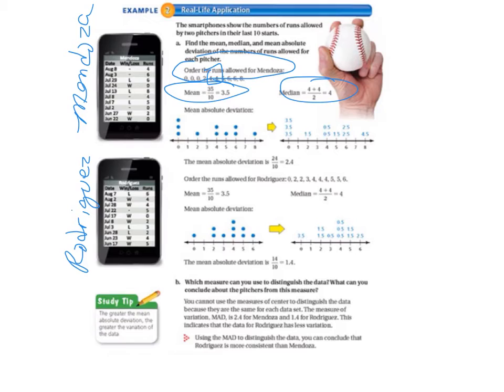So now we're going to work on finding the mean absolute deviation. So you replace all of these dots in your dot plot with how far away they are from the mean.